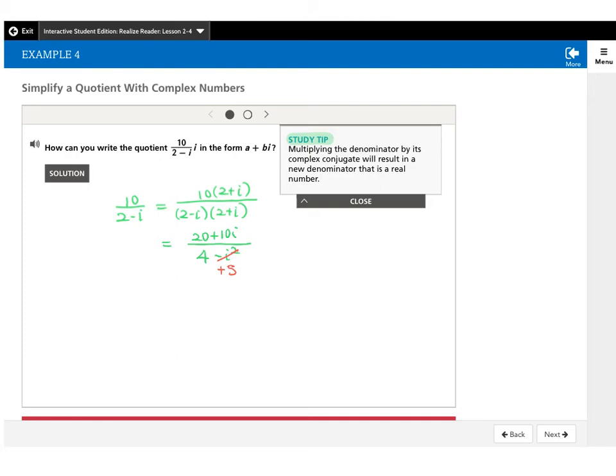So I should have 20 plus 10i. I'm sorry, excuse me, made a mistake there. That's a 1. i squared is negative 1. Now I go back to divided by 5. And if I further simplify this, 4 plus 2i is my final answer there. So again, when you see imaginary units in the denominator, use conjugates often to get you into the real number world.